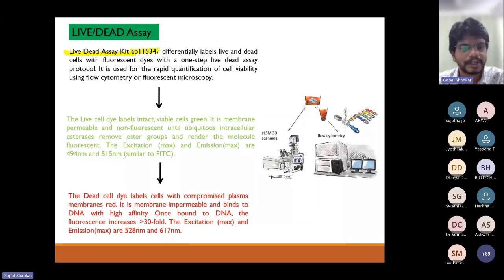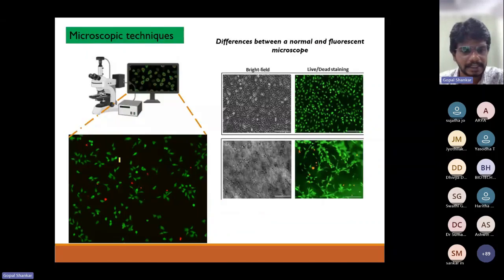So basically what happens, you have the live cells that are green in color, then you have your dead cells that are red in color. So this is how it looks. You see here, these are all the live cells which are green in color, and the dead cells.